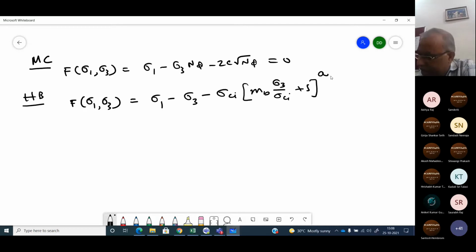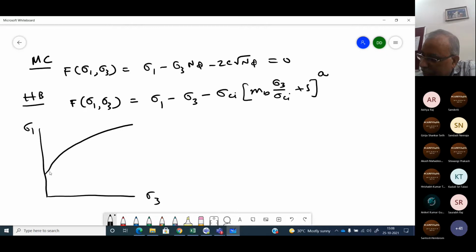Now if I plot these two, I think you already know that if this is sigma 1 and sigma 3, one is nonlinear like that and another is, let's say, linear. So definitely this is MC and this is Hoek and Brown.